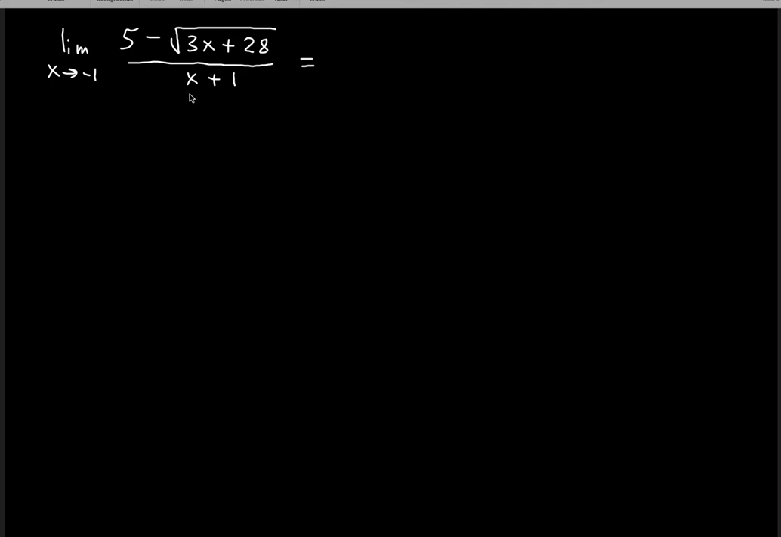And 0 over 0 is considered to be indeterminate form. Indeterminate form means you're going to have to do something else to find the limit. You can't just input it. Right? Indeterminate means you cannot determine the limit that way. 0 over 0 is indeterminate form.